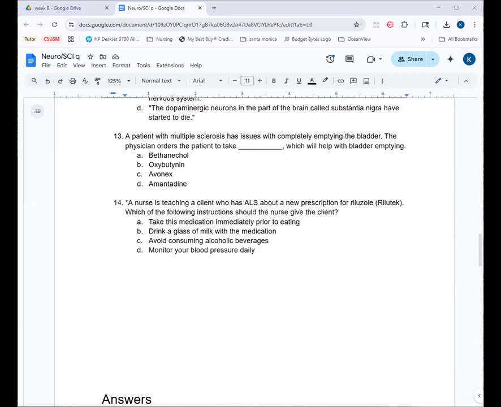Right, this is the last one for our neuro questions. So number 14, a nurse is teaching a client who has ALS about a new prescription for Riluzole, which is also known as Rilutek. Which of the following instructions should the nurse give to the client?